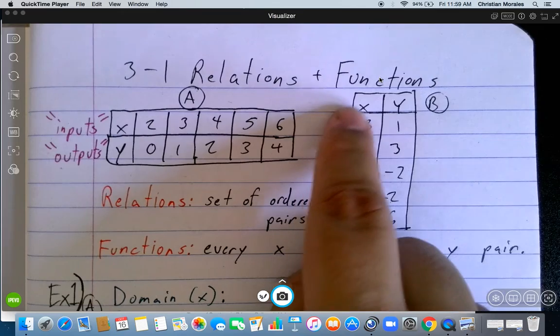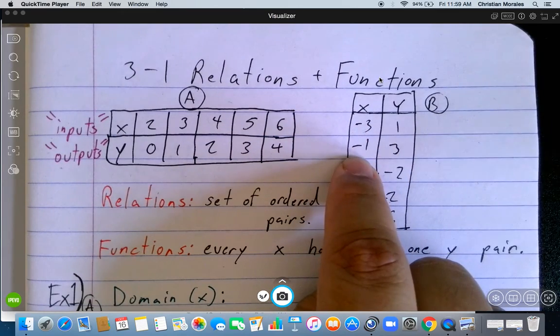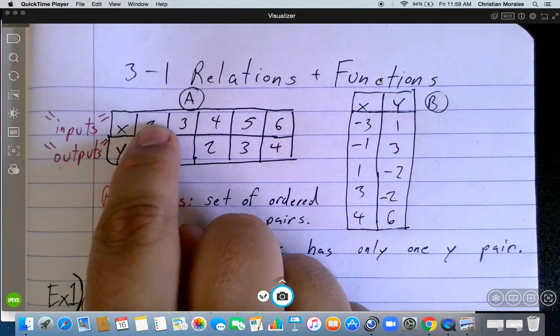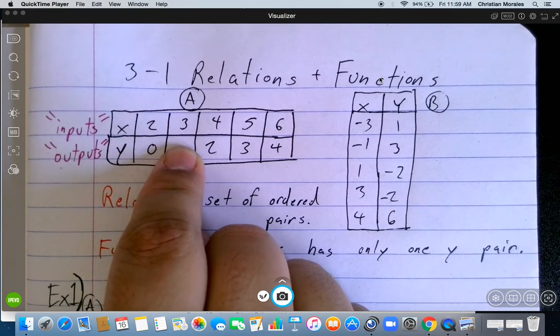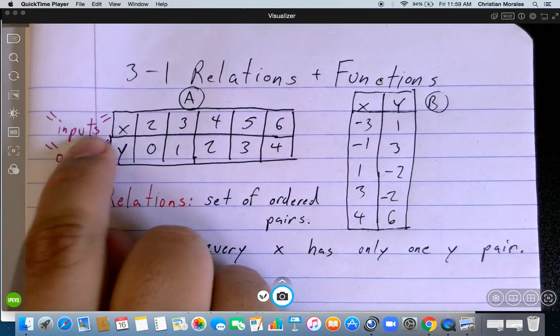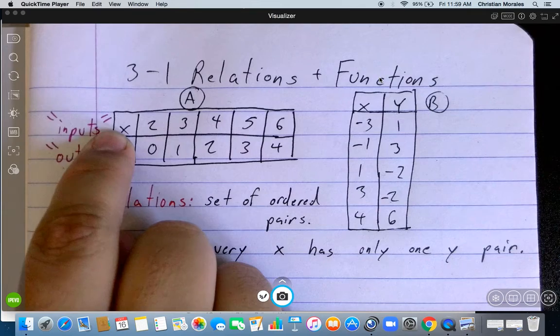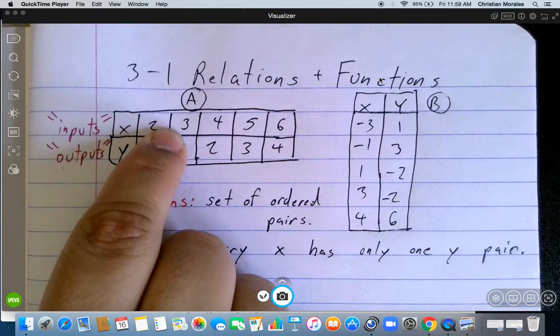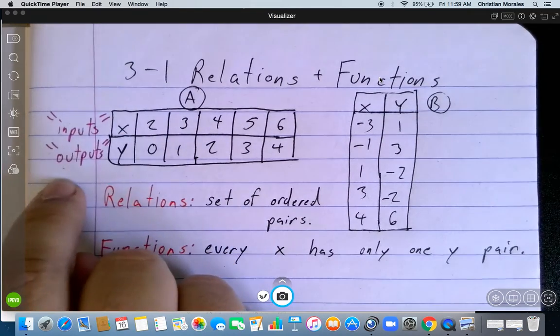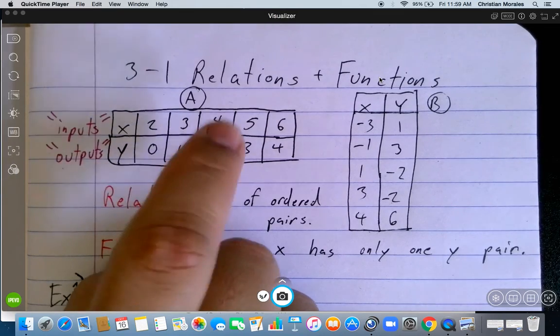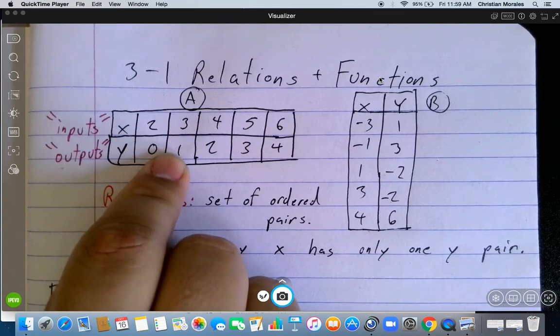It could be like this, or it could be like this, where 3, 1 is a point, negative 1, 3 is a point. Or it could be like this, where 2, 0 is a point, 3, 1 is a point. Now the x's are called inputs because usually you plug in your x in an equation, and then when you solve it, you get your output, which is the y. So the x goes first and then the y goes second.